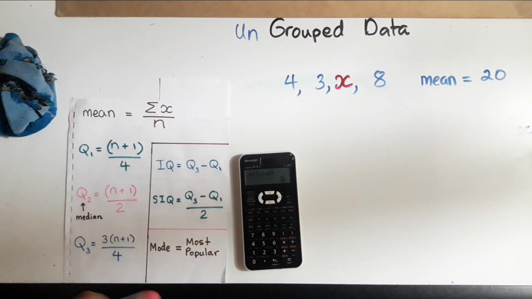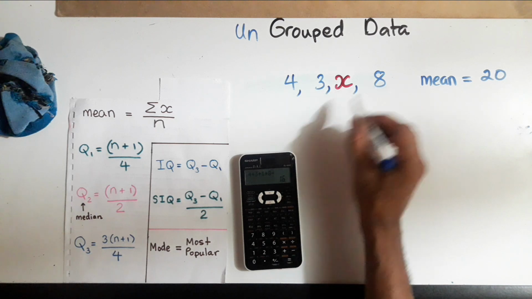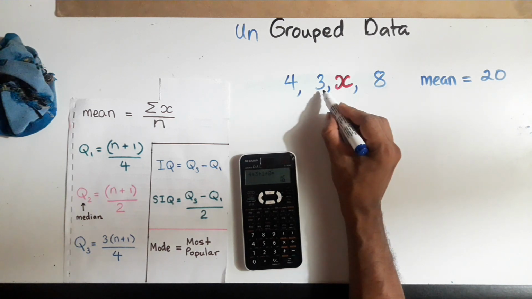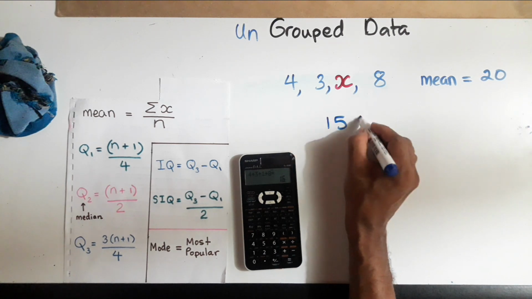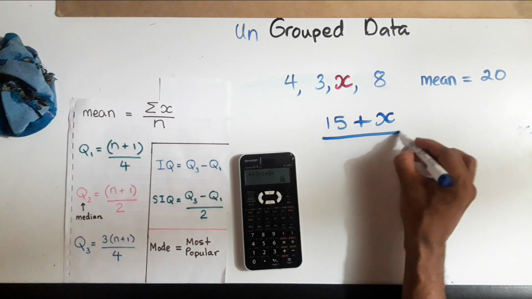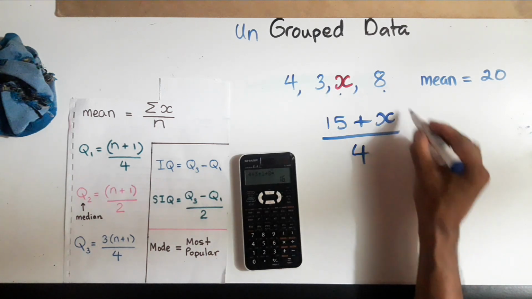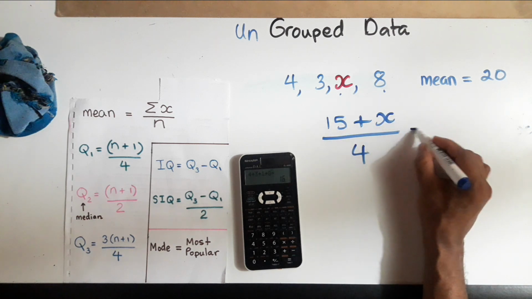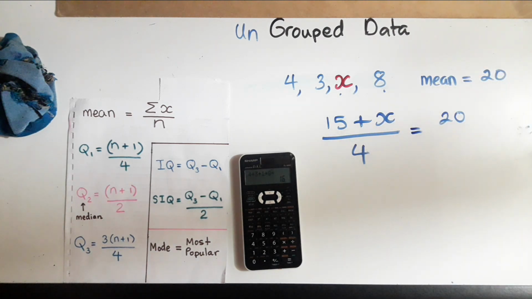Well, to find the mean, we need to add up all the numbers. 4 plus 3 plus 8. So 4 plus 3 is 7. 7 plus 8 is 15. And we have to add the x. So we add up all the numbers and divide by how many numbers we have. We have 1, 2, 3, 4 items. So if we do this, we're supposed to get back the mean. And the examiner told us the mean was 20.